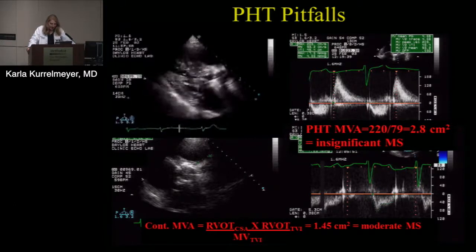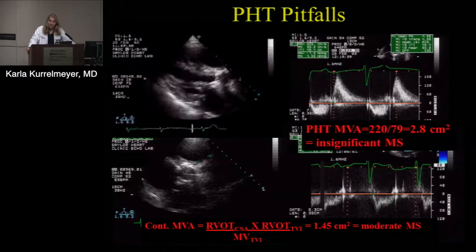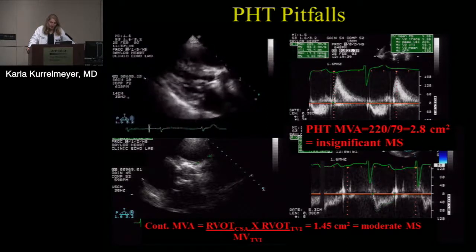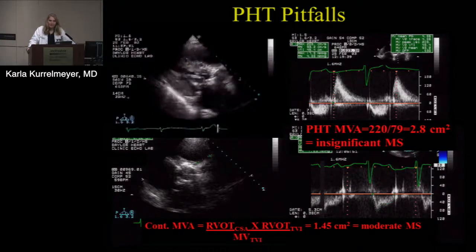The pressure halftime calculated the mitral valve area to be 2.8 centimeters squared, which is insignificant mitral stenosis. When we went through and used the continuity equation, in this particular case, we used the right ventricular outflow tract to get the stroke volume because we could not accurately measure the left ventricular outflow tract because of that prosthetic valve. It worked out to be 1.45 centimeters squared, or moderate mitral stenosis. Why does this discrepancy exist and which one is it?